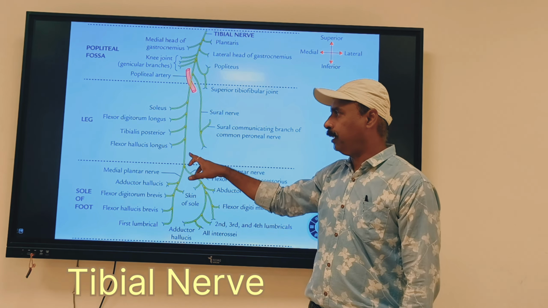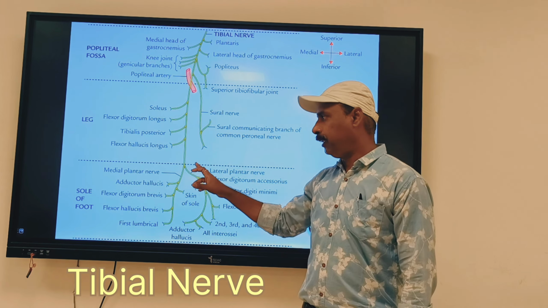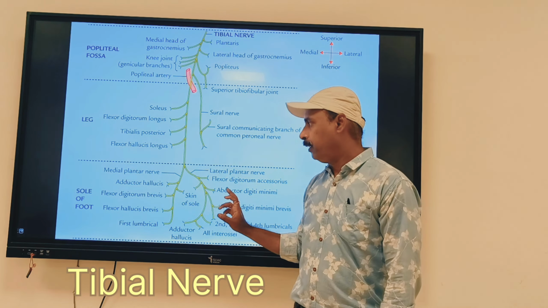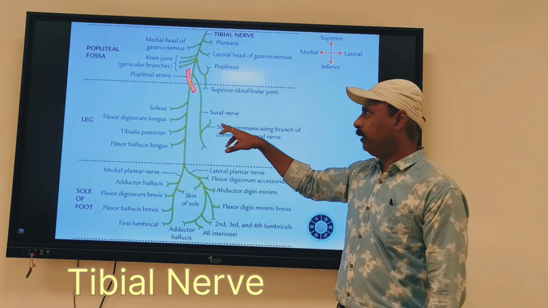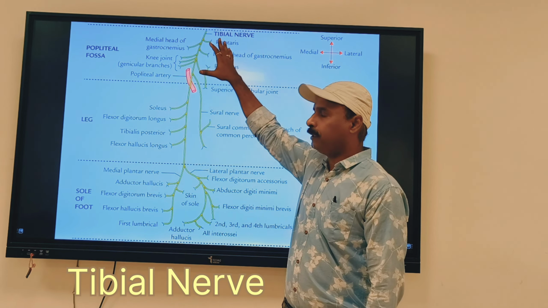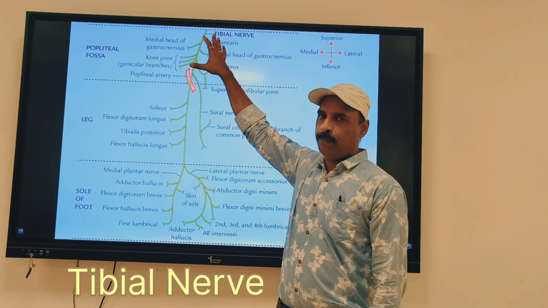Then second, in the leg, it is at the middle. Then in the foot, it runs its course in the sole region. So you have to remember the branches given in each of these, first the branches in the popliteal fossa.